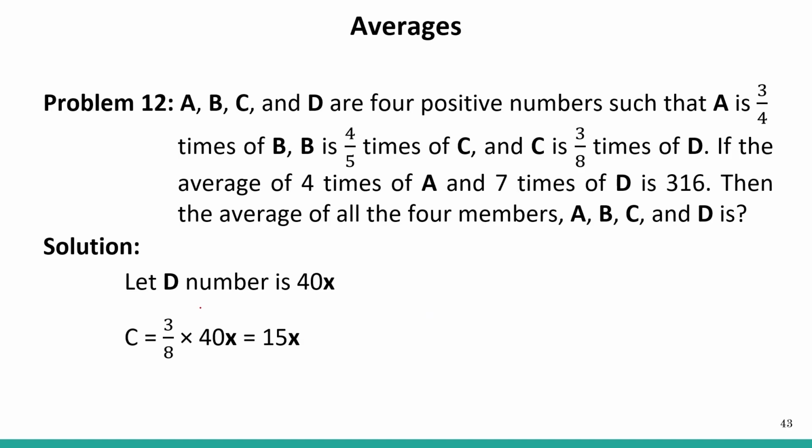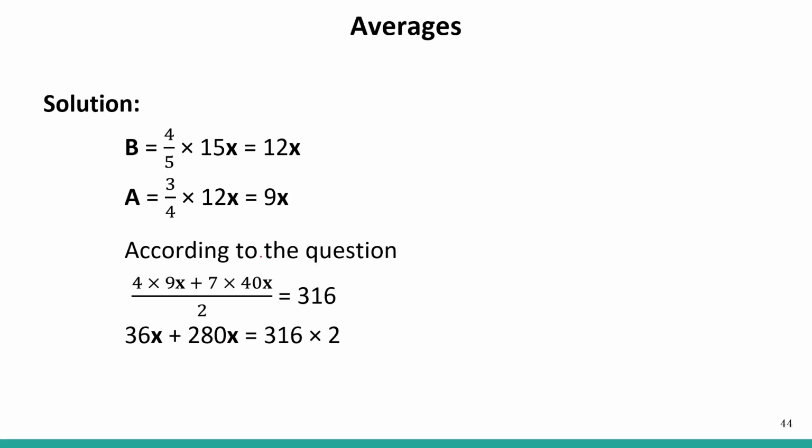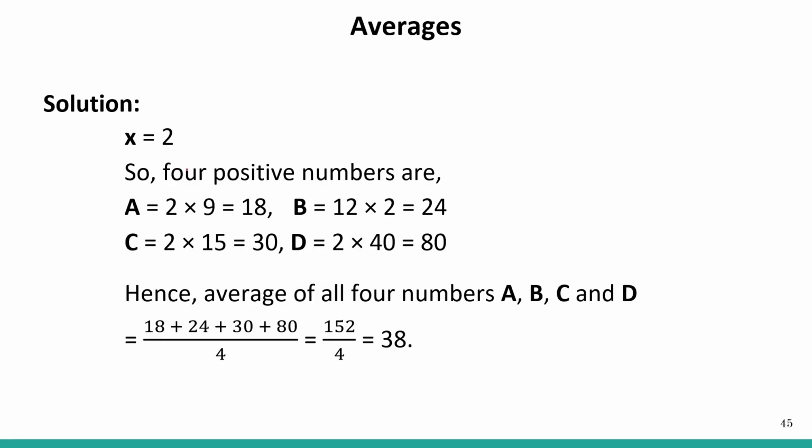Let's see. So D is the number. So if D is the number 40x, then C is equal to what? 40x into 3 by 8 is equal to 15x. So B is equal to what? 15x into 4 by 5 is equal to 12x, and A is equal to what? 3 by 4 into 12x is equal to 9x. So according to the question, (4 into 9x plus 7 into 40x) by 2 is equal to 316. So x we can evaluate from here. So 316x is equal to 316 into 2. So x is equal to 2. Okay. So we can calculate x is equal to 2.